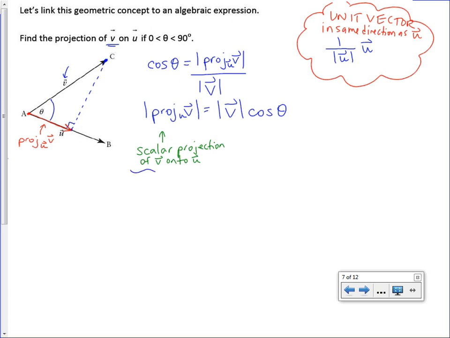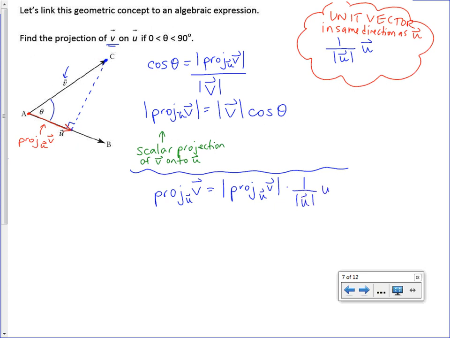So what I mean by that is, think of this as separate, okay? If I just want the projection of vector v onto u, it's going to be the scalar projection, what I just found, the length of the projection, times the unit vector in the same direction as vector u. So I need to write little labels here. Scalar projection and unit vector.